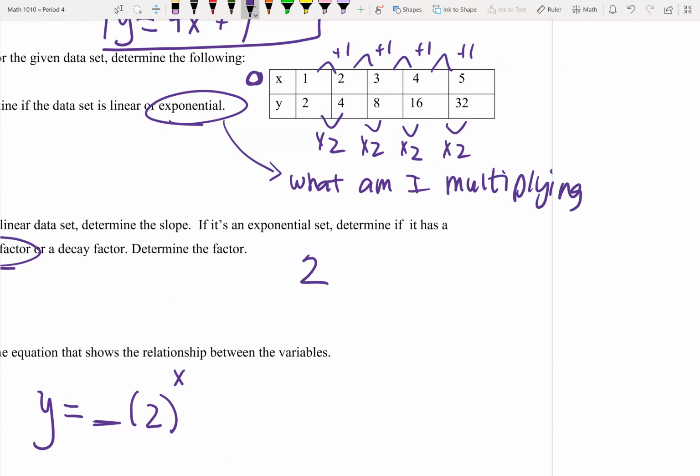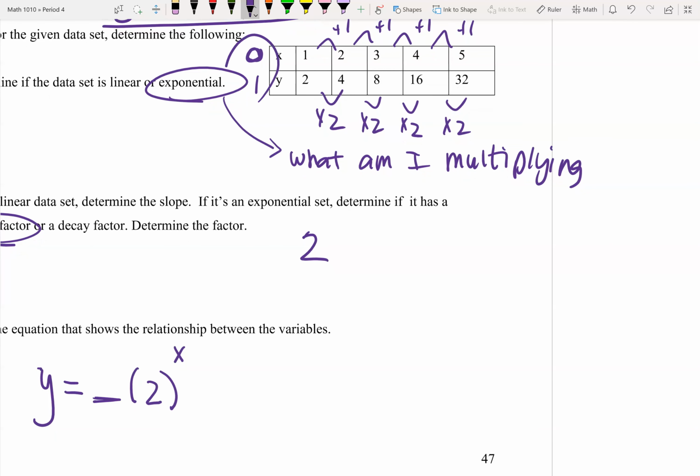Well, 2 times 2 is 4, 4 times 2 is 8, 8 times 2 is 16. So what would I have to multiply by 1 to get a 2? A 1. So whatever goes with the 0 goes here. Okay? So that's my equation. Now, of course, we know that's awkward, and the 1 is really not necessary to write because it doesn't do anything. So that's your answer.